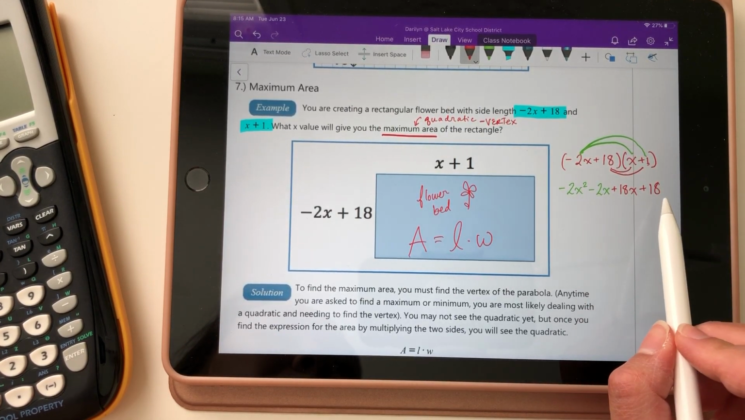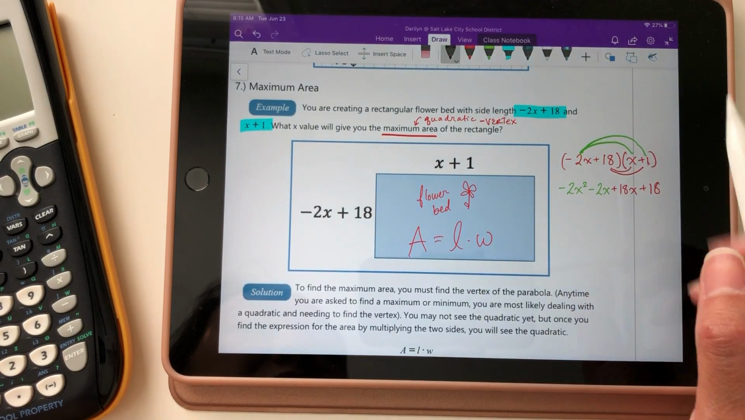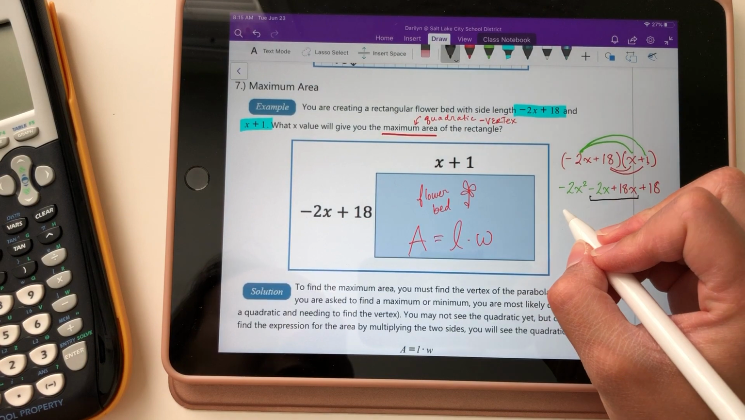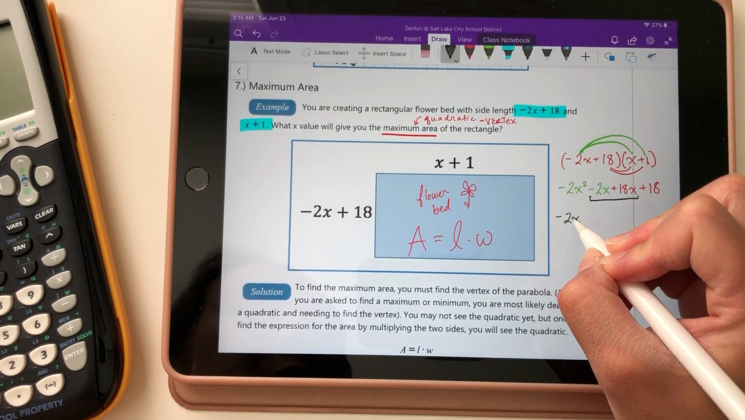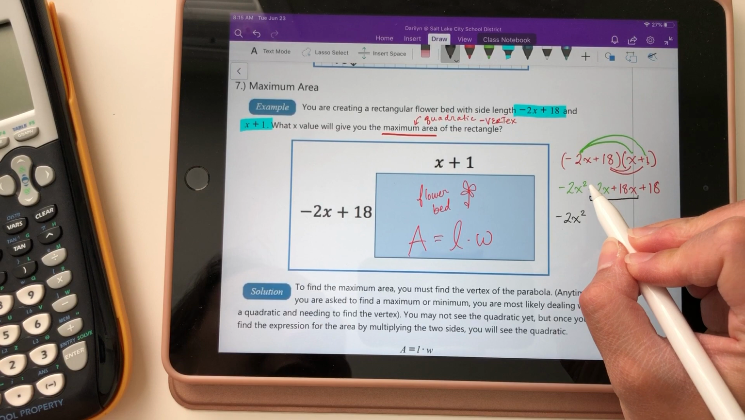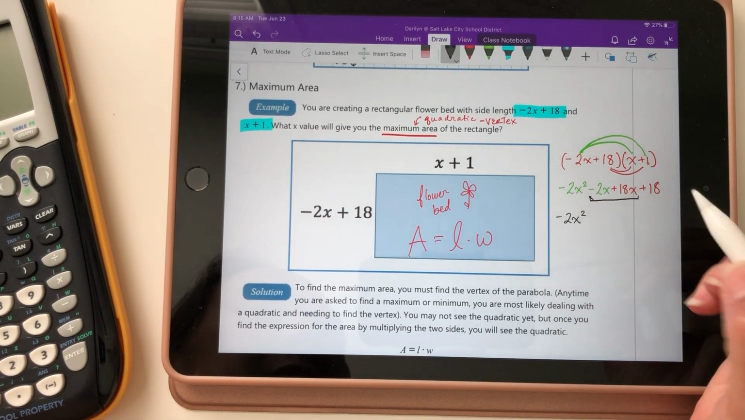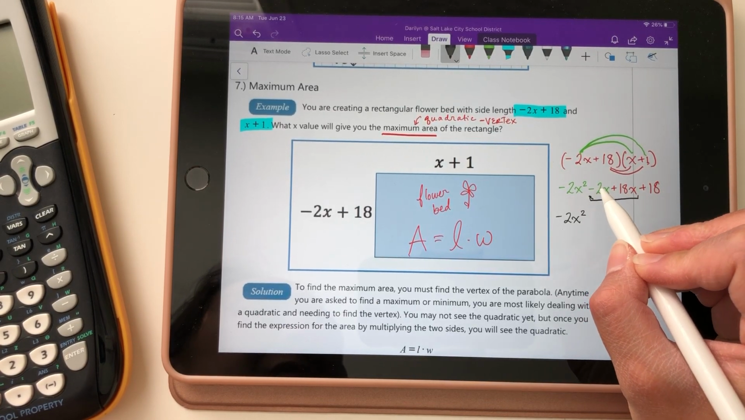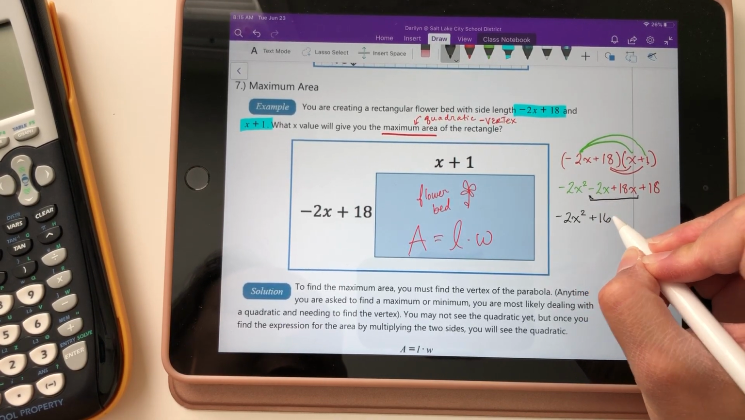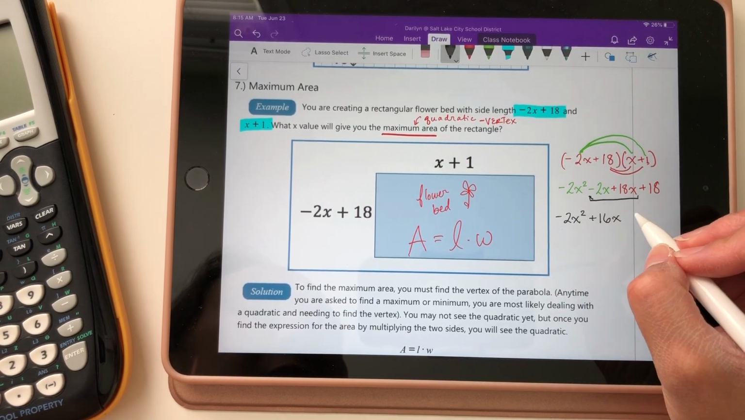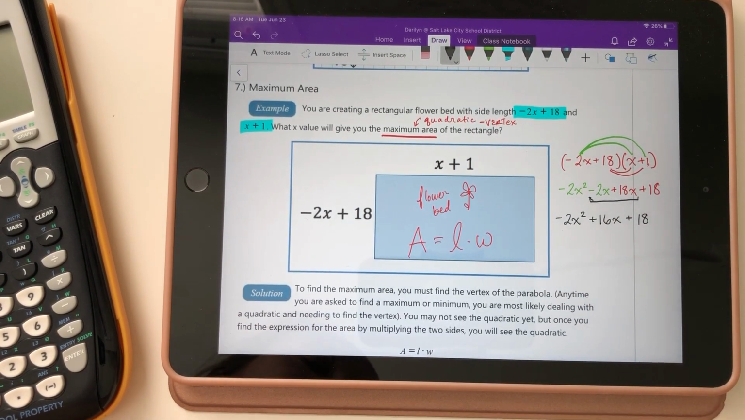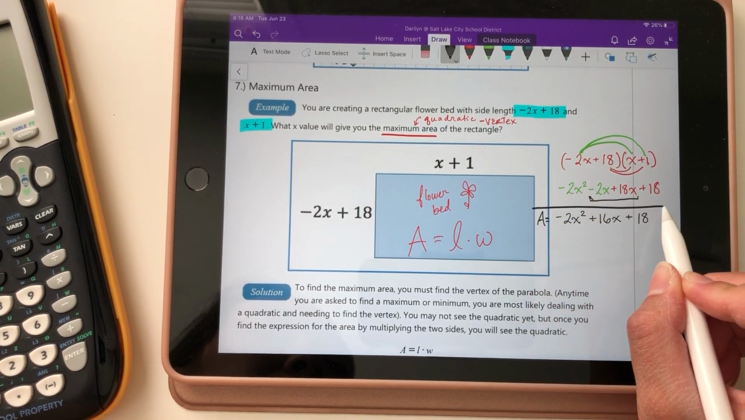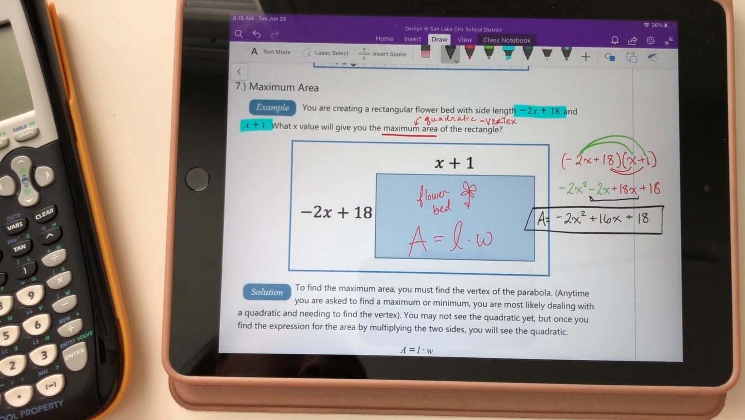So now that I've distributed it out, I'm going to combine like terms, which I see I have two like terms right there. So the negative 2x squared is going to stay the way it is. Then I have negative 2x plus 18x. So negative 2 plus 18, which is the same as 18 minus 2, is going to give me 16x, and then the 18 doesn't have anyone to combine with, so that's going to stay 18. So this is my quadratic to model the area. If the question was just asking me for the area function, that would be it.